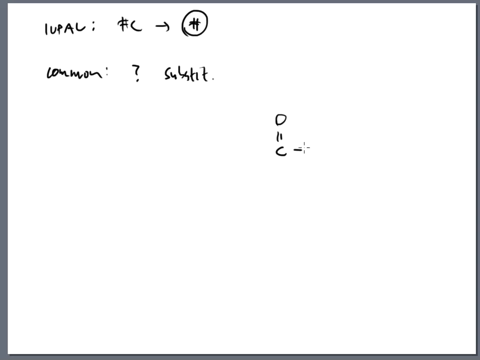C double bond OOH. Carbon, carbon, carbon, carbon, and then carbon. Oh, okay. Hopefully that's a little bit clearer. IUPAC name. IUPAC says, go in here and find the longest carbon chain that contains your carboxylic acid. Okay, 1, 2, 3, 4, and 5. There's 5 carbons in a row. So 5 carbons in a row is going to be called pentane. Drop the E. Oic acid.